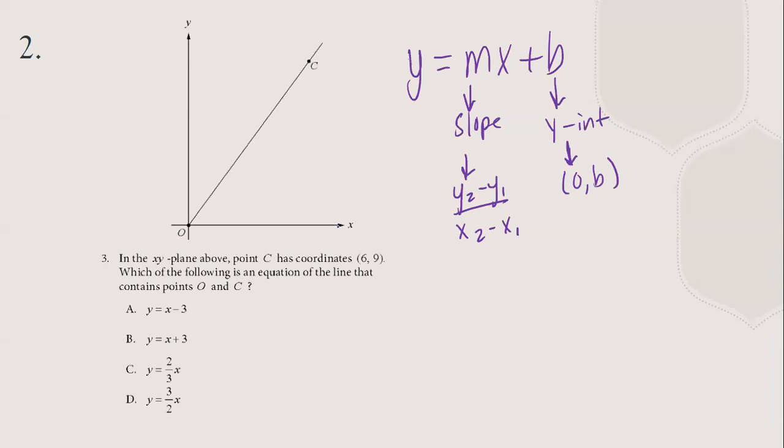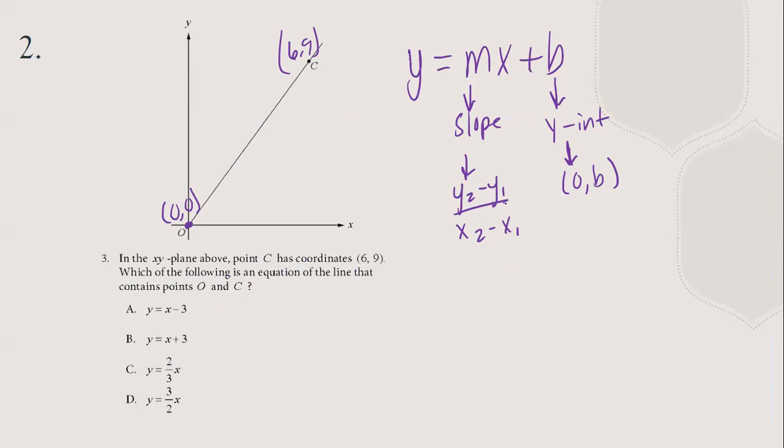Okay, awesome. So here it says that C has coordinates (6, 9). So you're here at (6, 9), and you're at the origin, which is (0, 0). And it wants to know what is the equation of the line. Well, you need to know the slope and your y-intercept.